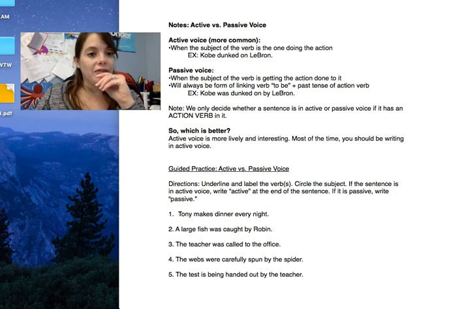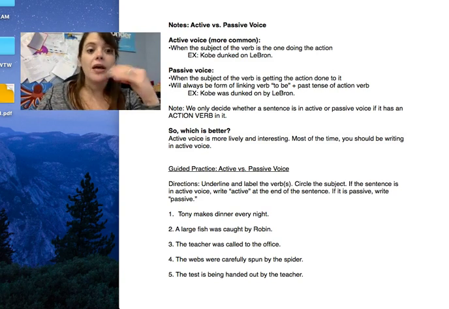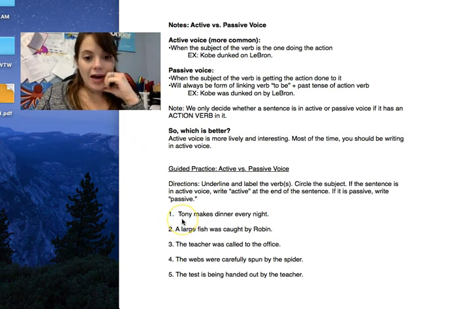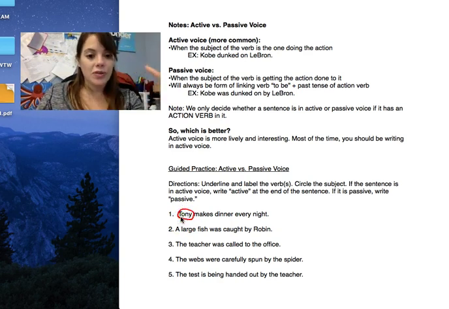Tony makes dinner every night. First I want to find my subject and verb because I want to figure out if the action is being done by the subject, making it active, or to the subject, making it passive. My subject is Tony. Remember, for subjects, I'm looking for a noun or pronoun towards the beginning of the sentence. That is who or what the sentence is about, so Tony.